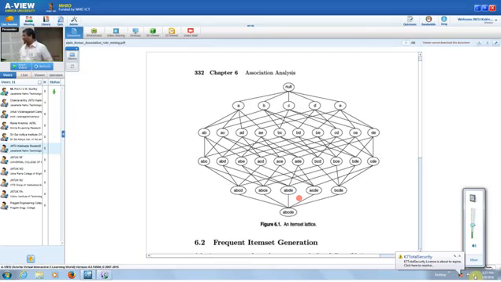You have the transactions. Suppose I will show you the transactions here.